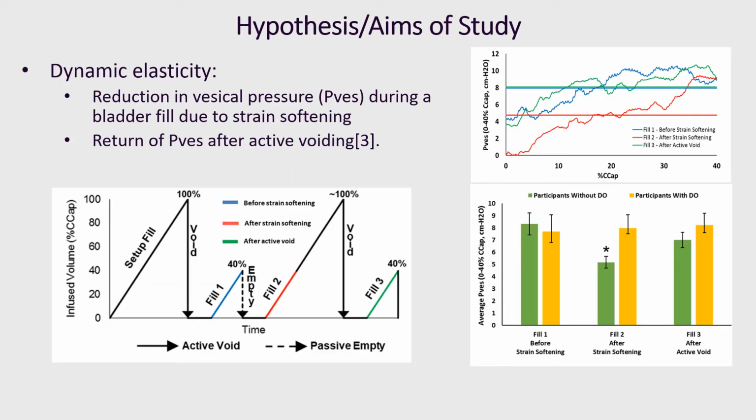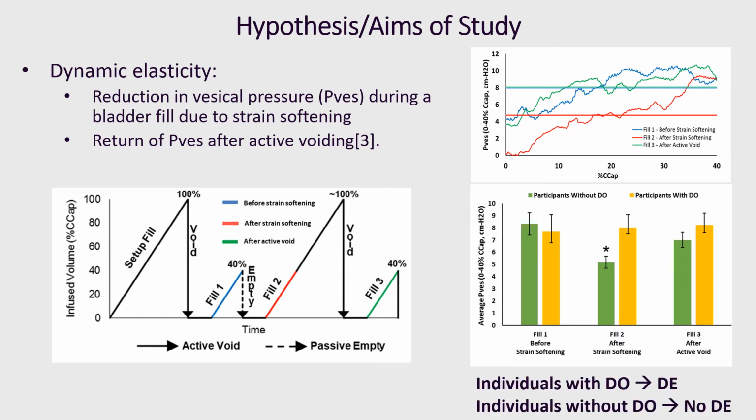Our next development was in the development of dynamic elasticity, and we used our comparative-fill urodynamics protocol to identify dynamic elasticity as the reduction in vesical pressure during a bladder fill due to strain softening with a return after active voiding. And you can see in the example in the top right panel that the pressure drops and then goes back up. And what we found was that in individuals with Detrusor overactivity, they had DE, whereas in individuals without Detrusor overactivity, they did not have DE, dynamic elasticity.